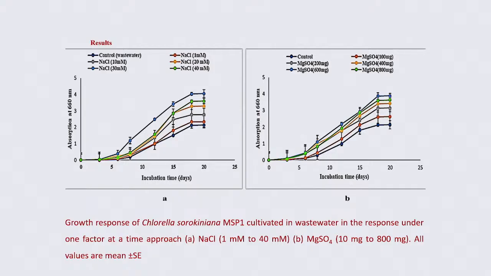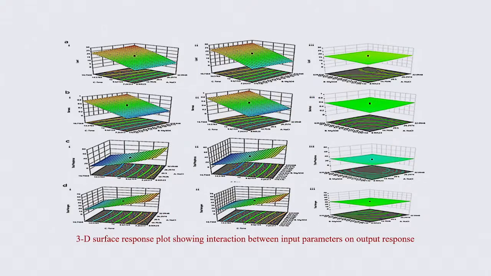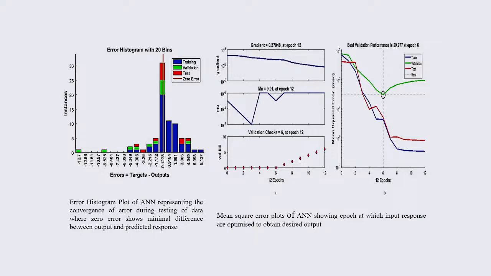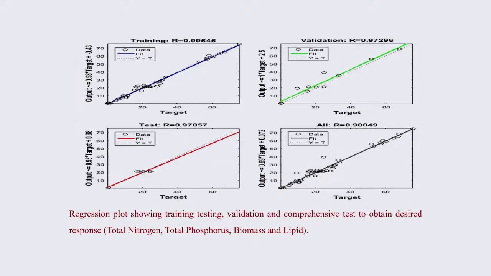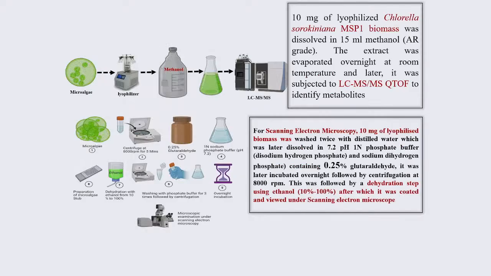So you can see these are the results. You can see in the paper, I will show you, that is the Chlorella sorokiniana MSP1 cultivated in wastewater, in response to the one factor at a time approach, and these are the crucial factors. And these are the surface plots, and then these are the histograms. I am not going into detail because I have already shown the validation setup, and then the Pareto chart, to understand how much removal is there.